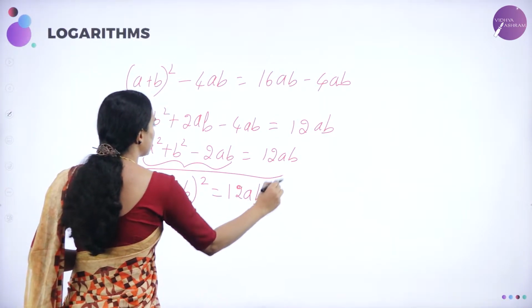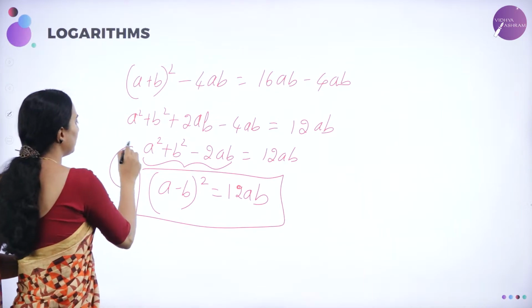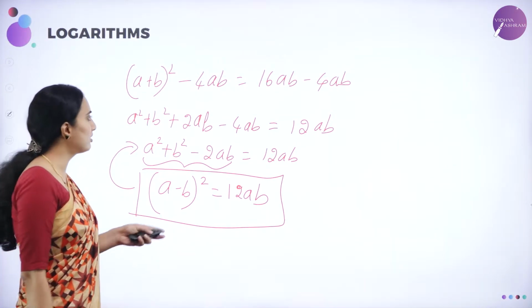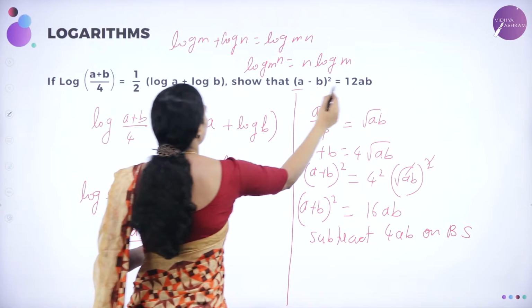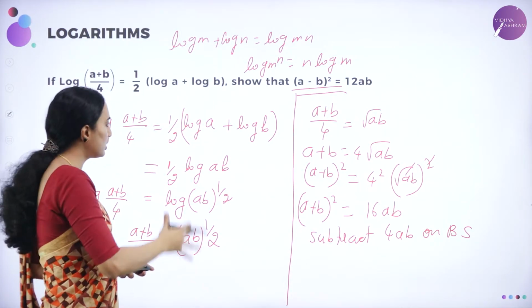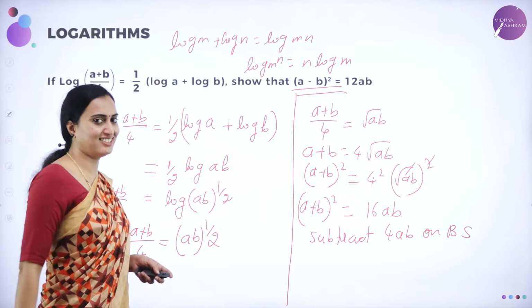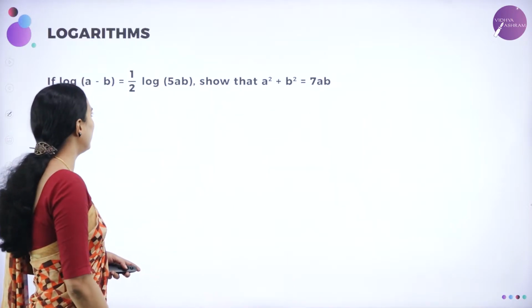That's it, dear students. What is (a minus b) whole squared? Same thing you are going to have. So this is the proof they have asked here. Understood? So this will be asked for 5 marker. Okay, we'll move on to the next question.